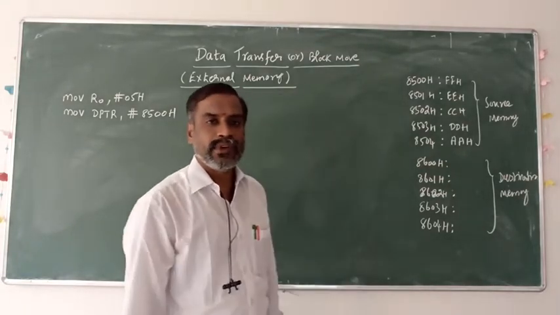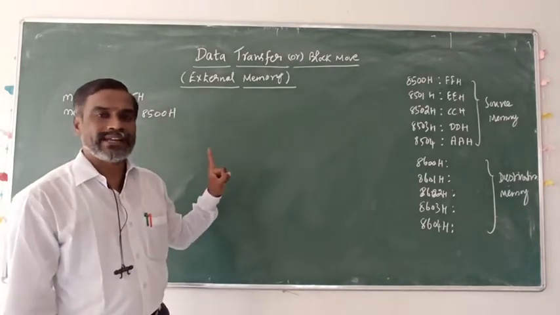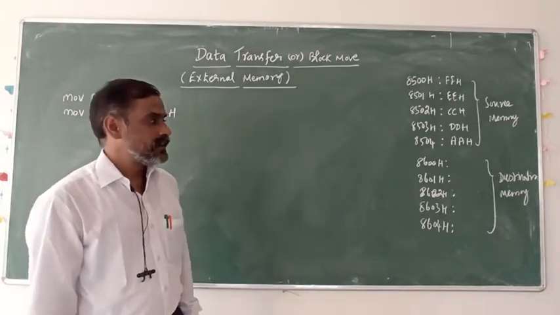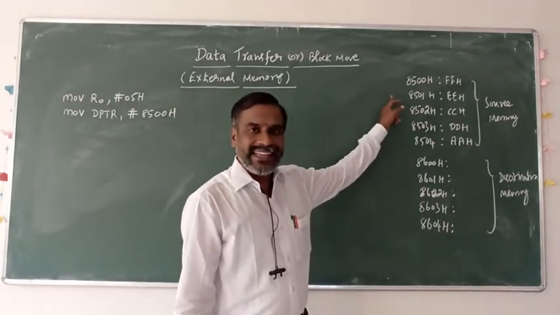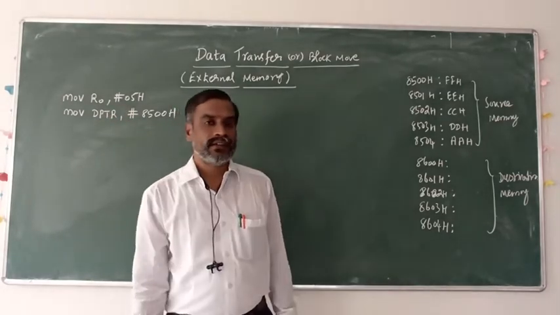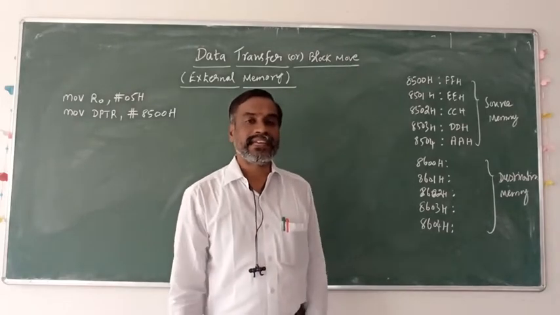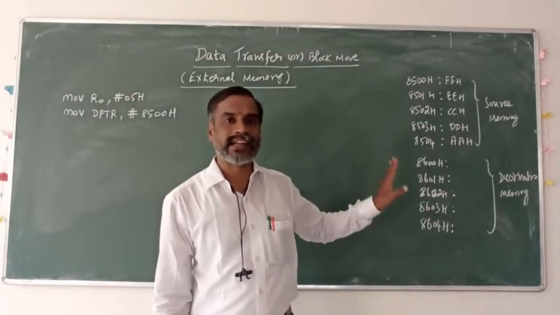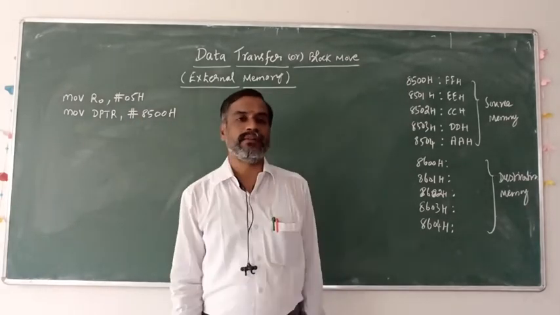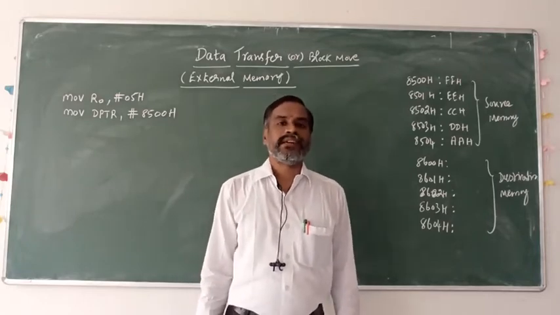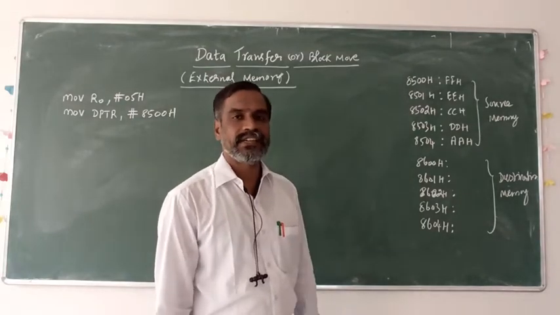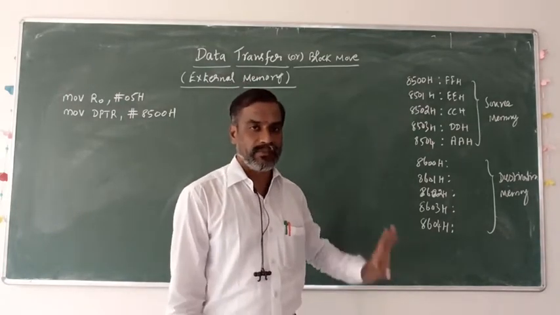At a time we can initialize only one external memory address in the data pointer. Now we have already initialized the source external memory address in the data pointer, so we cannot initialize the destination memory address location in the data pointer. For that, this data pointer address we have to temporarily move into some other registers. After that only we can load the destination external memory address in the data pointer.